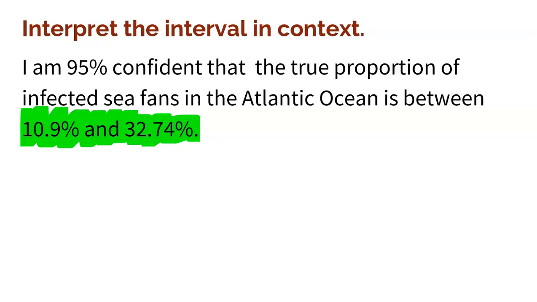So how could you make a smaller interval? Bigger sample size. A bigger sample size is going to be more accurate. It's going to produce a smaller standard error, which is going to produce a smaller interval. So come on, get more sea fans, get a sample of 200 sea fans, and you're only going to get a more accurate interval.